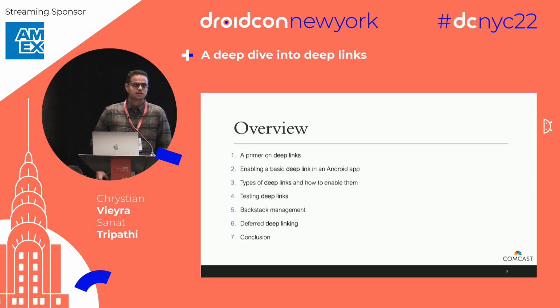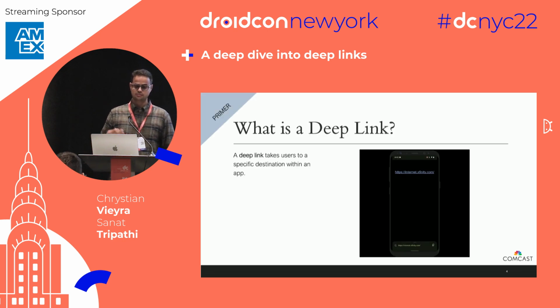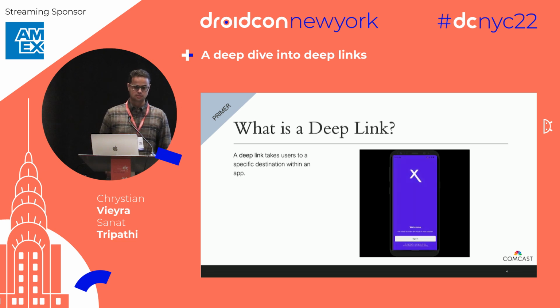All right, so let's begin with our overview. We'll start by going over the basics of deep links, and then how you enable those deep links in an Android app. Then we'll go over the different types of deep links, like web links and app links, and how you enable each of them, followed by testing deep links, and then a few options that we have used in the past to tackle backstack management when doing deep links. And then we'll end with deferred deep linking and some of the solutions that we have used in the past to tackle deferred deep linking.